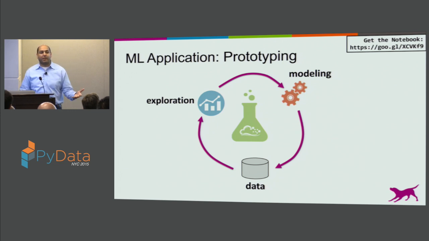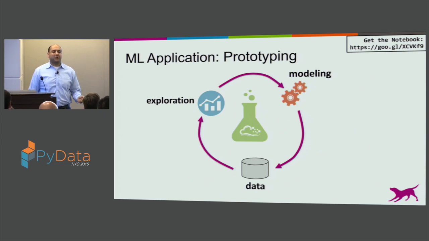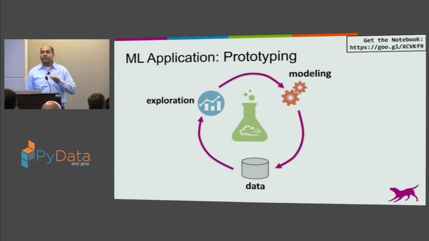So depending on what your application is or what your goal is, if you're looking to predict if a customer will leave you, if you're looking to predict churn, you're trying to see, do I have the right features? Do I have the right data? Do I have the right model to actually make this sort of prediction? So this is this iterative prototyping step.